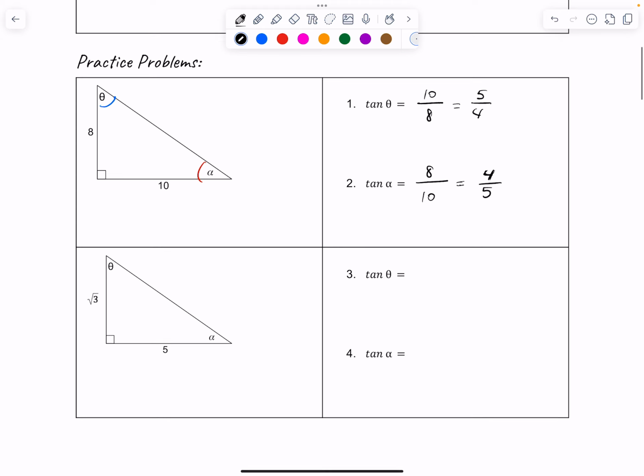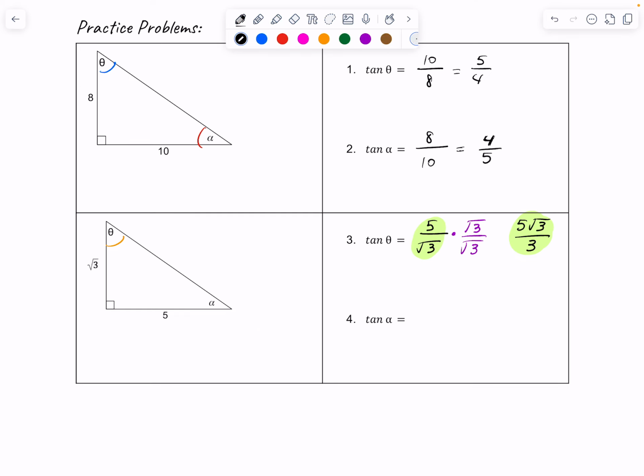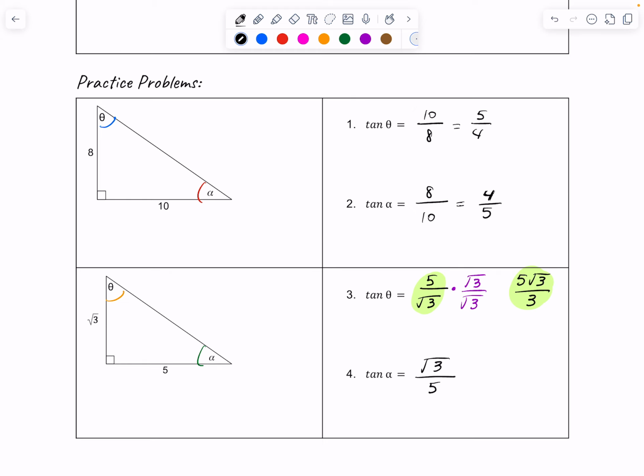Looking at this next one, I'm going to go back to theta. The tangent of theta is going to be the opposite side of 5 over the adjacent side of the square root of 3. If you wanted to rationalize the denominator, you could multiply by the square root of 3 over the square root of 3 to get 5 times the square root of 3 over 3. But I just want you to know that these are the same thing. The tangent of alpha, if I move to this one here, is the opposite side, which is the square root of 3, over the adjacent side, which is 5. So that's the basic setup for tangent.